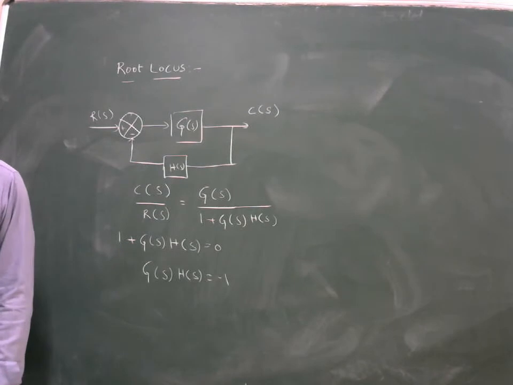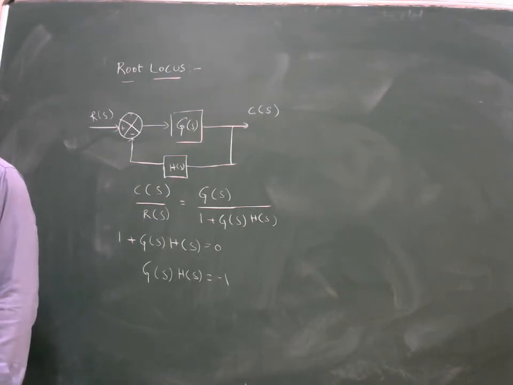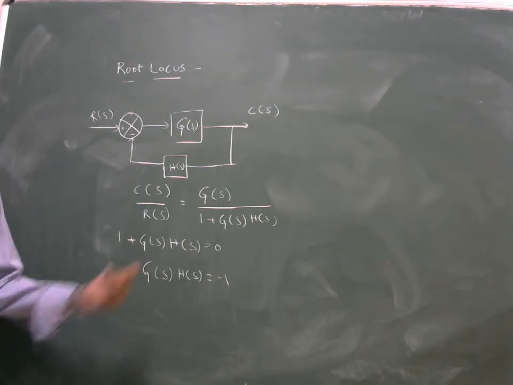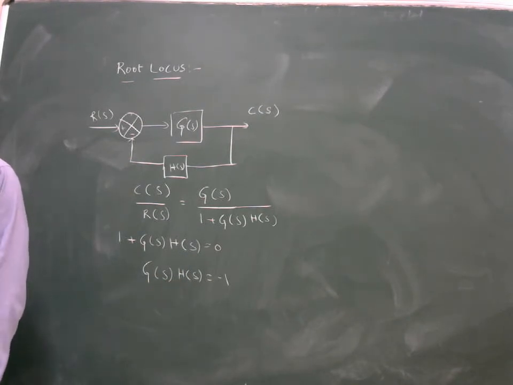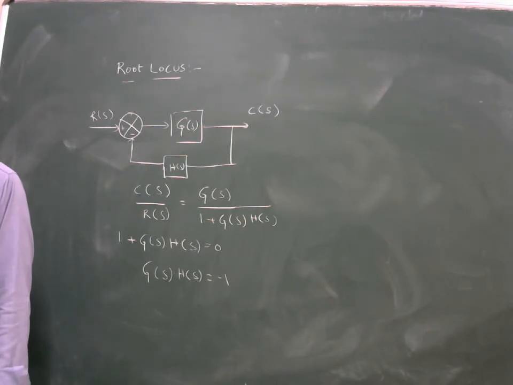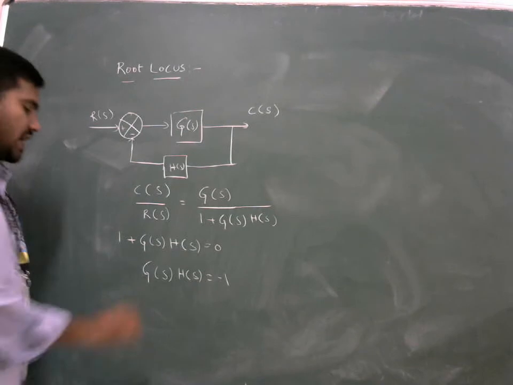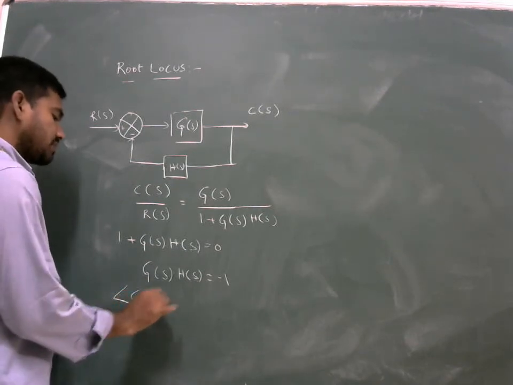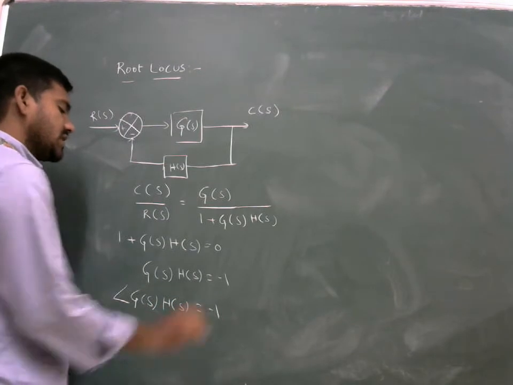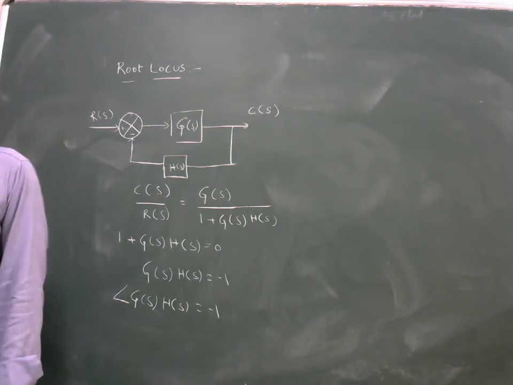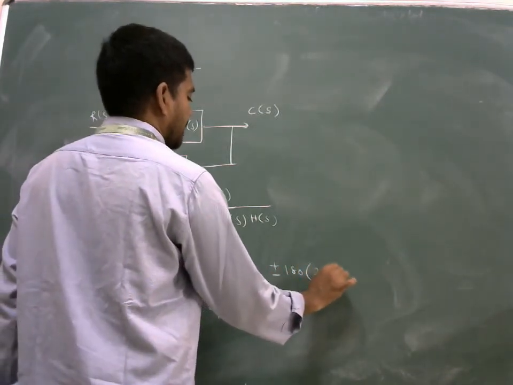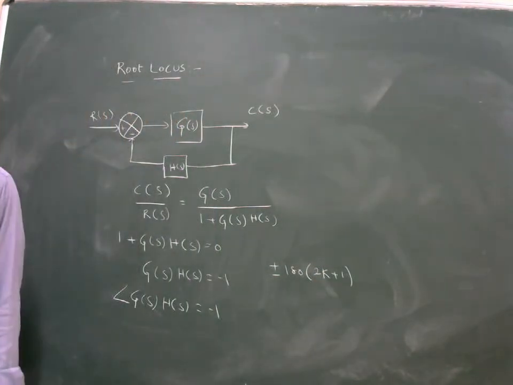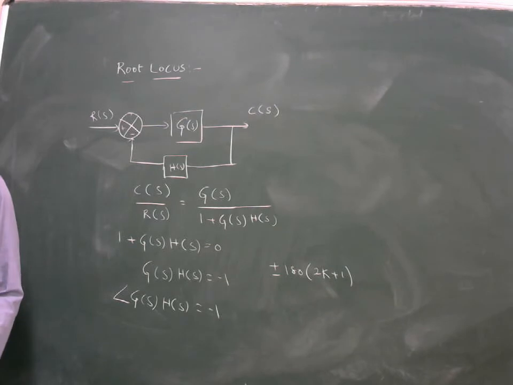Since G of S into H of S is a complex quantity, it can be split into an angle and a magnitude. The angle of G of S into H of S is equal to minus 1. What is this angle? The angle is plus or minus 180 into 2k plus 1, where k equals 0, 1, 2, 3 and so on.